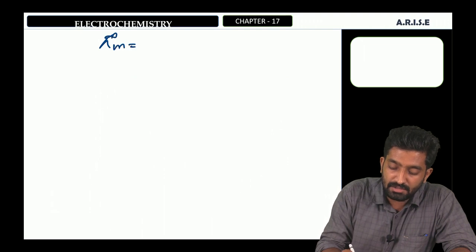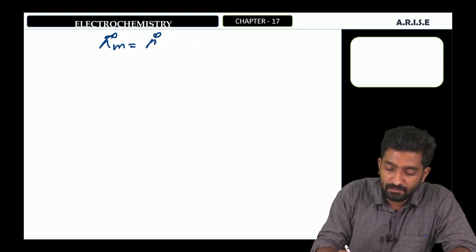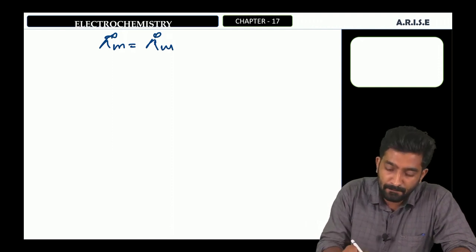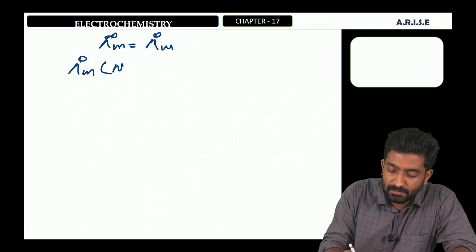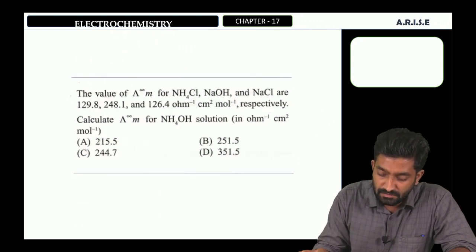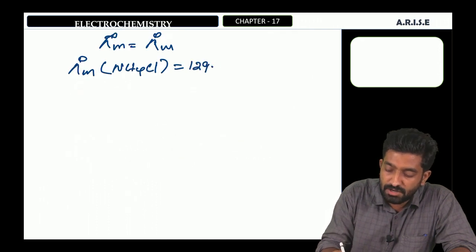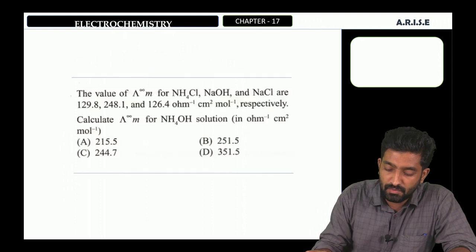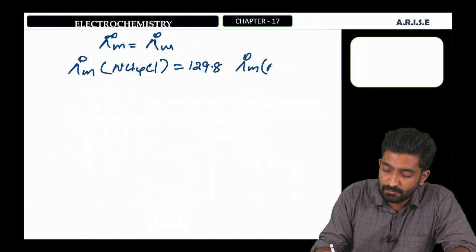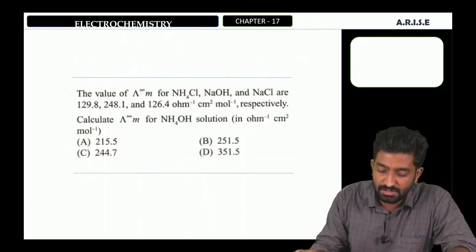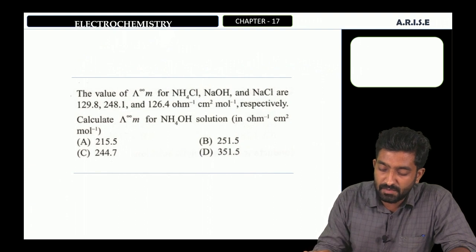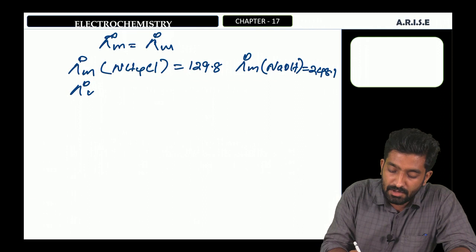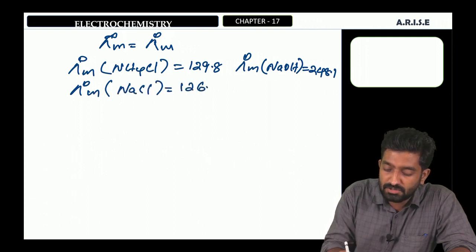Therefore, we can write the given terms: lambda infinity m, that is equal to lambda 0 m, that is the limiting molar conductivity. The given terms are lambda 0 m of NH4Cl, that is given 129.8, then lambda 0 m of NaOH, that is given in the question, 248.1, okay, and the next one, lambda 0 m of NaCl, 126.4, okay.